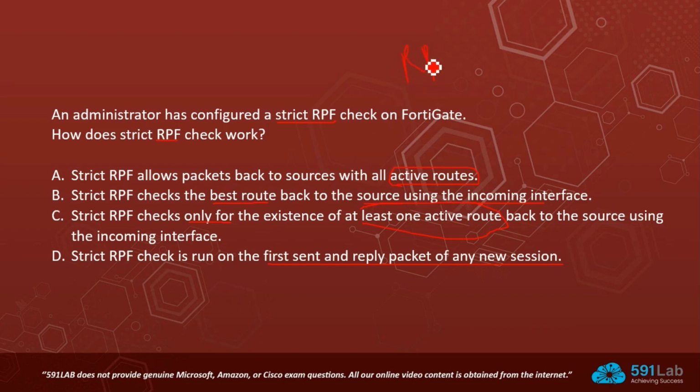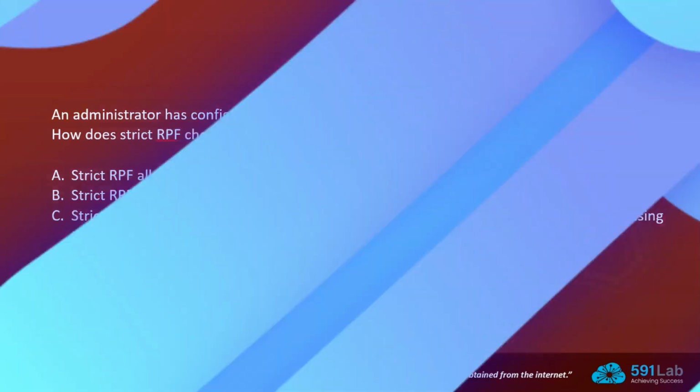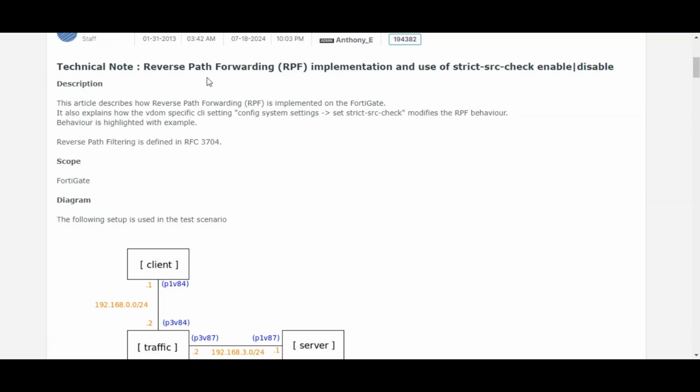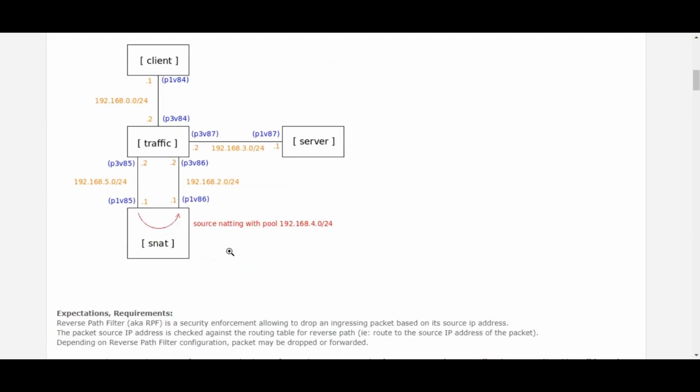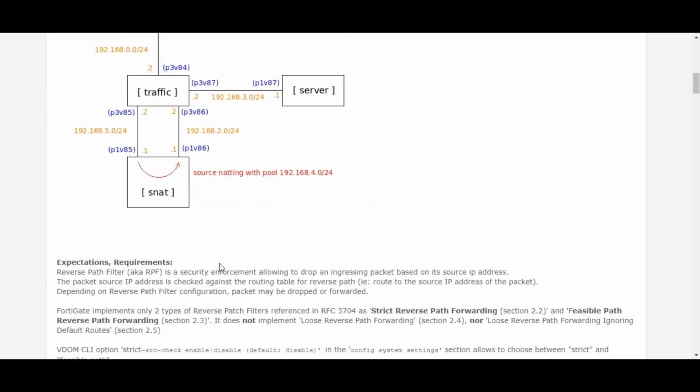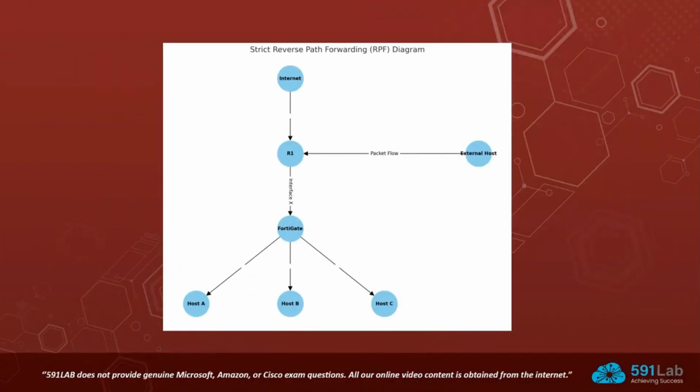Okay, first let's understand what reverse path forwarding is. The reverse path forwarding check is a mechanism that protects FortiGate and your network from IP spoofing attacks by checking for a return path to the source in the routing table. By looking at the diagram, you can understand this. Assume that the FortiGate doesn't have a route back to the packet source address through the incoming interface. Then the source address of the packet was routed incorrectly. In this case, you want to drop those unexpected packets.